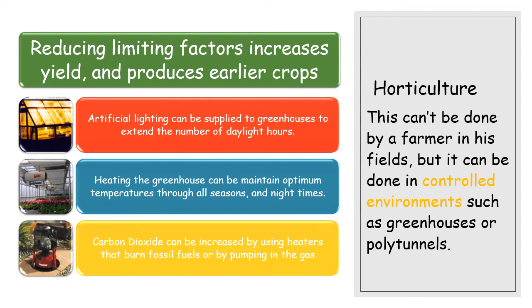And this one goes a bit hand in hand with that. We can also release carbon dioxide from heaters that burn fossil fuels. So there's an example of a paraffin heater that will heat up the greenhouse but also release carbon dioxide. Or you can obviously just pump carbon dioxide into your polytunnel or greenhouse. By doing that in horticulture, we can increase the yield and produce crops earlier than we maybe could out in a field in Great Britain, where temperatures and sunlight are outwith our control.